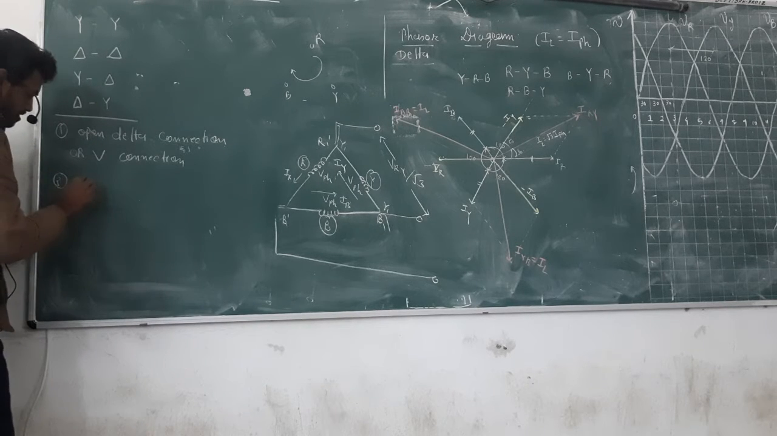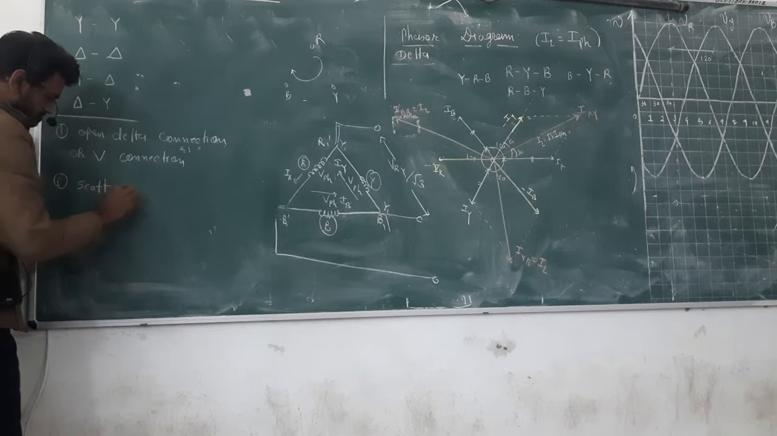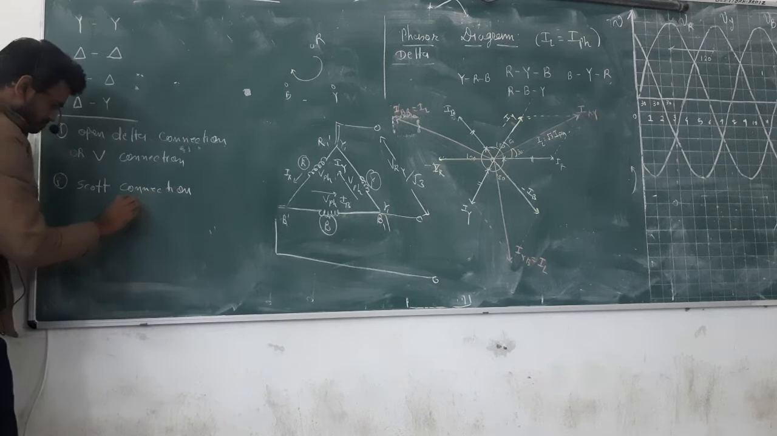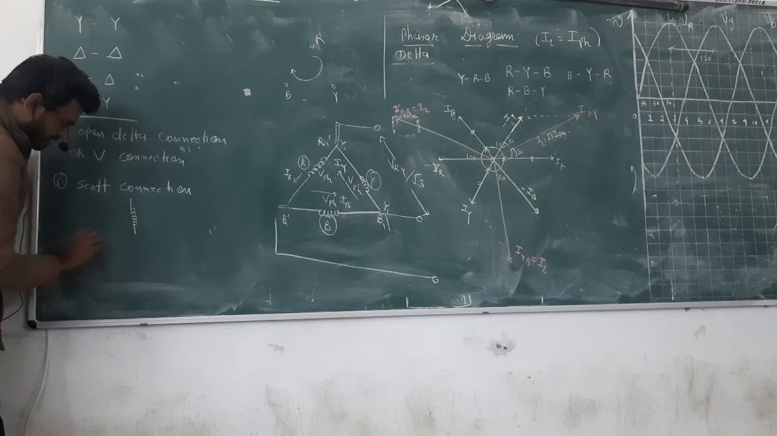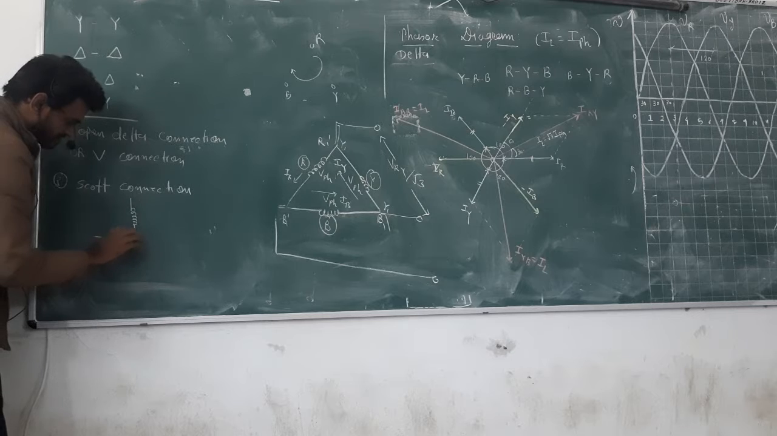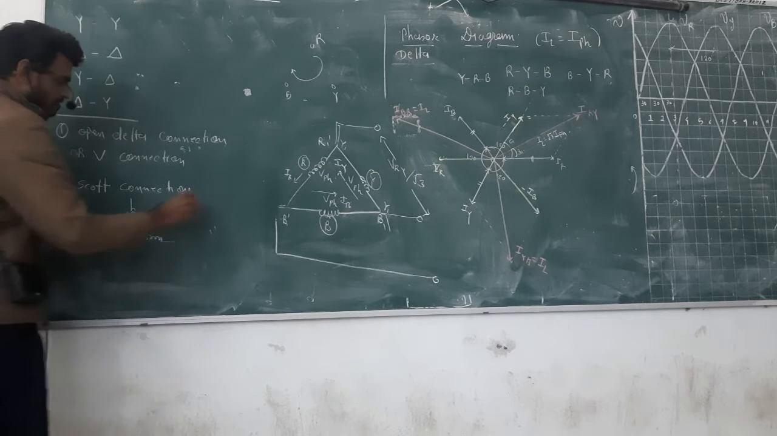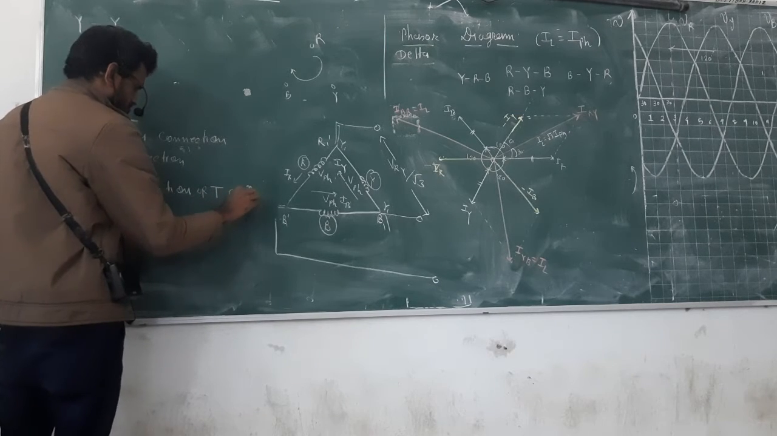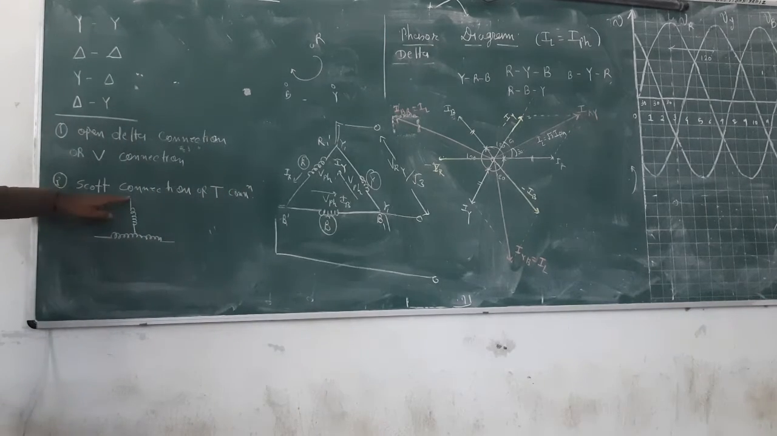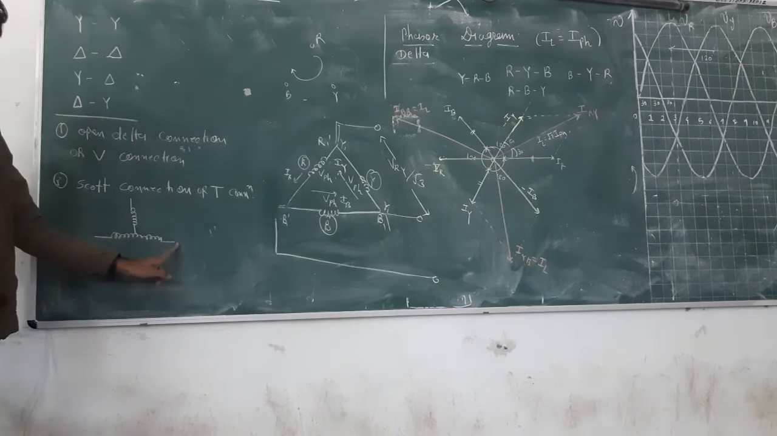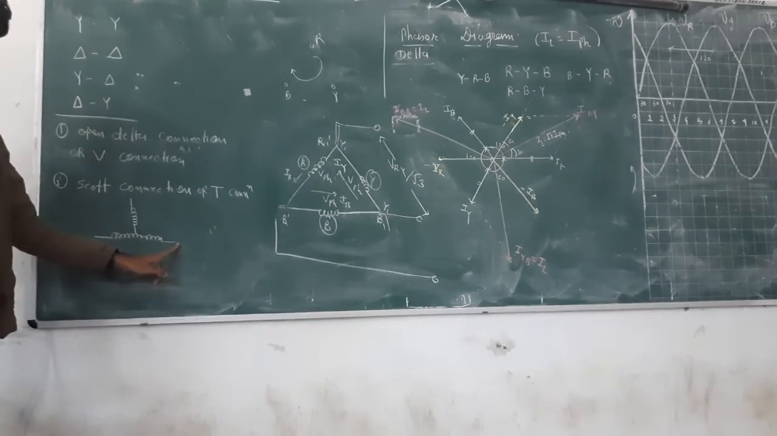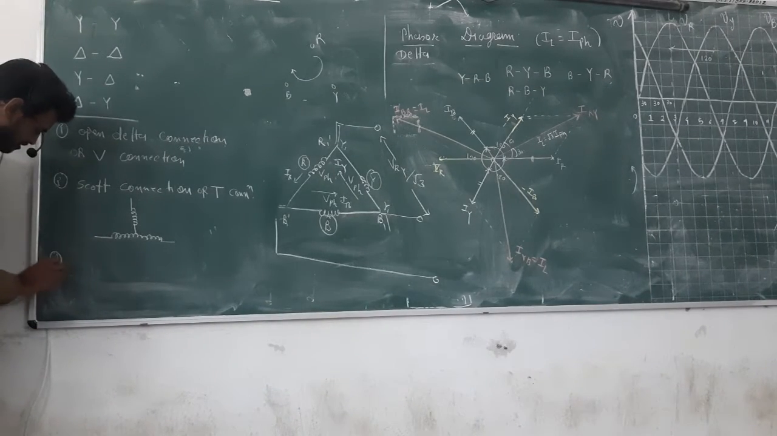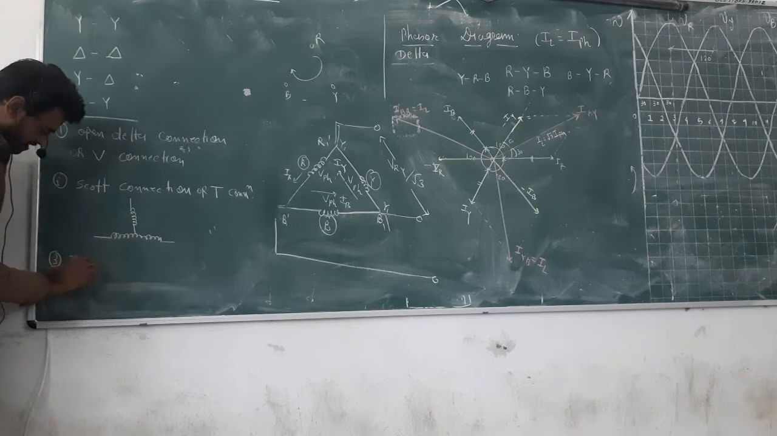Another connection is what we call the Scott connection. You just need to remember this name only. In the Scott connection, a winding like this will be there, or sometimes it is called the T connection. So one terminal here, another there, and the third one here. In that way, you have to apply the three-phase supply. And the final one is called the zigzag connection.